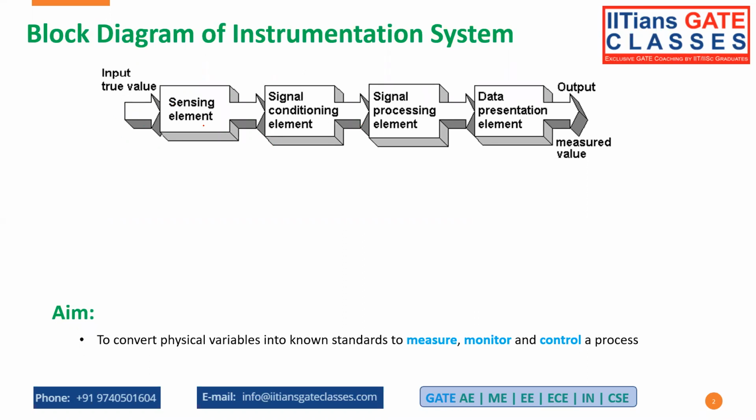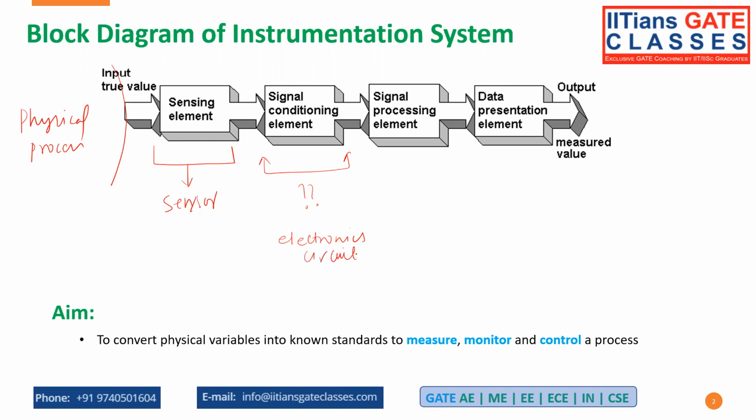If you see this generic block diagram, on the left side is going to be my input. The input is going to be the true value or the physical process that we are measuring. The first block of the instrumentation system is going to be the sensor. The next block is going to be the signal conditioning circuit. Basically, it's an electronic circuit. Then the processing and data presentation part will come.